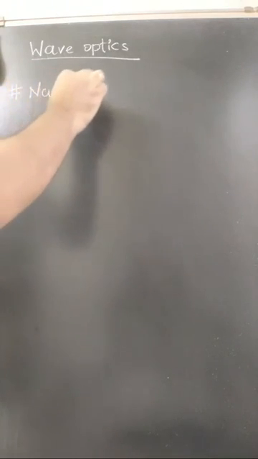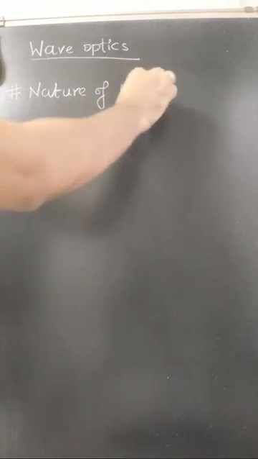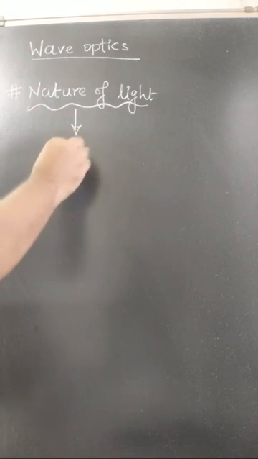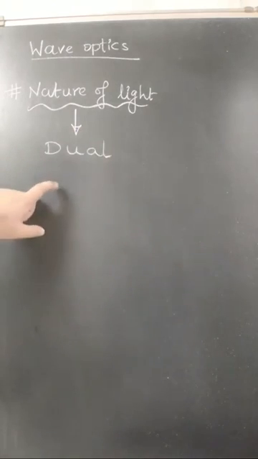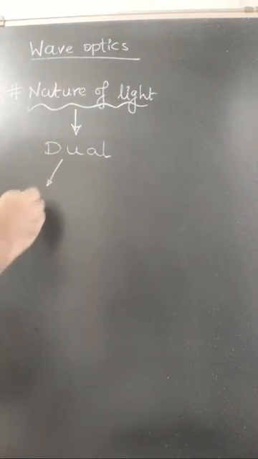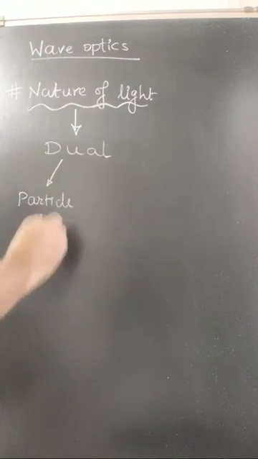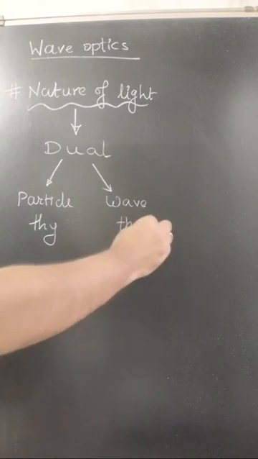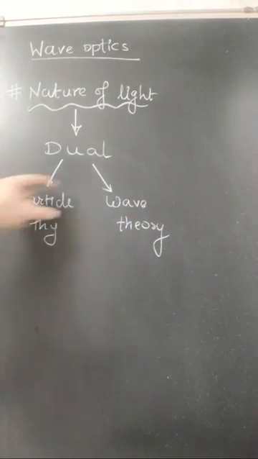Alright? So, first of all, let us write down something called nature of light. Now, whatever we have studied so far, students, at least do we know that light has a dual nature? Come on students, yes or no? I'm sure every one of us has heard this, that light has a dual nature. Now, what do you mean by dual nature? Dual nature means that light follows particle theory as well as wave theory.